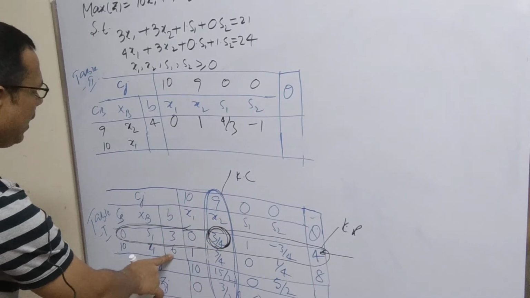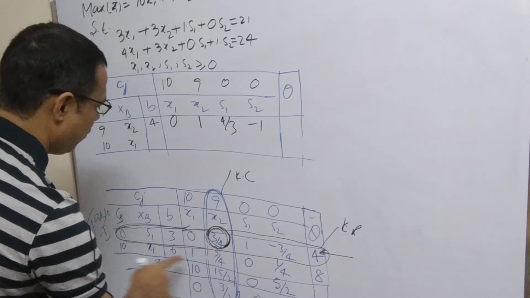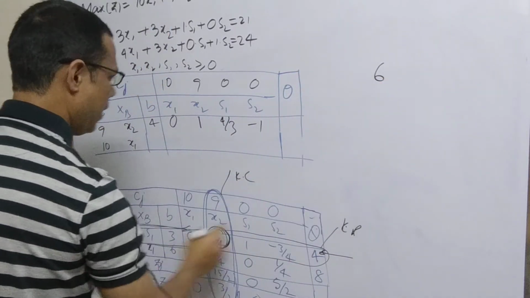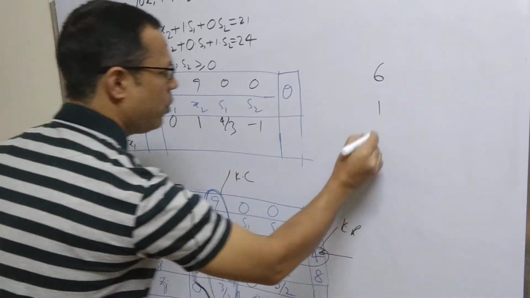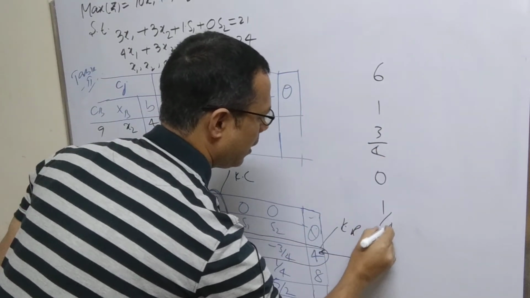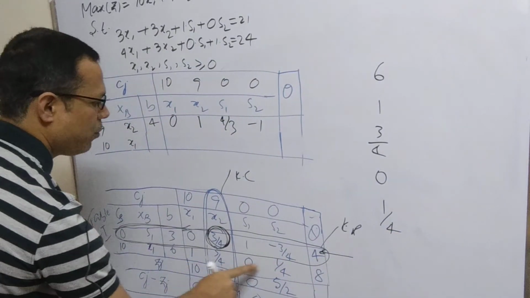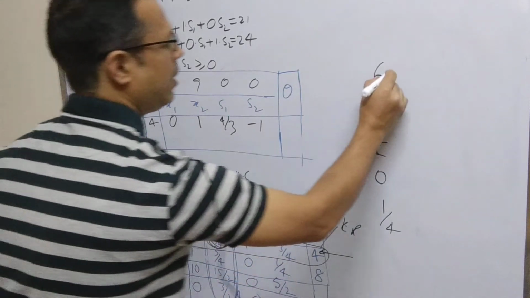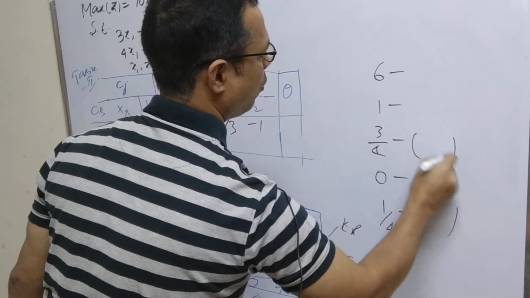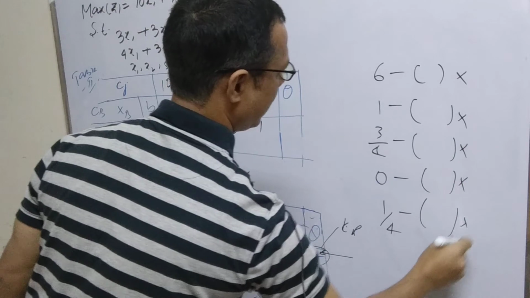So we need to write the old values of x1. The old values of x1 are 6, 1, 3 by 4, 0, 1 by 4. Old values of x1 means from the old table. So 6, 1, 3 by 4, 0 and 1 by 4. Just take the values of x1 from the old table, and write negative for all. You need to find the constant value to write here, and you need to multiply it with the new result.